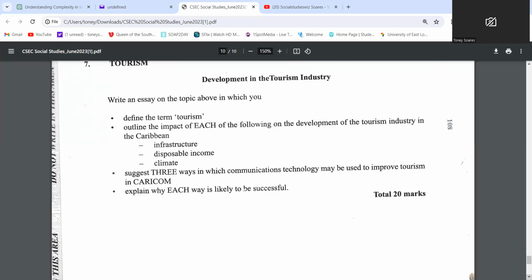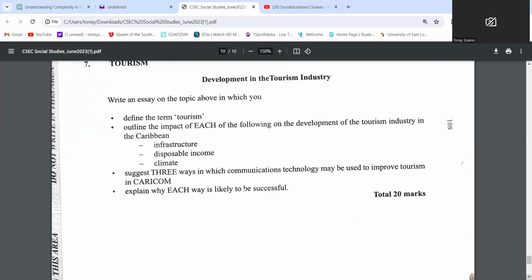Investments in infrastructure development can attract more tourists, enhance their satisfaction, and stimulate economic growth in the region. Let's now look at disposable income. Disposable income refers to the amount of money available for spending after taxes and necessities have been deducted. Higher levels of disposable income enable people to afford travel expenses such as transportation, accommodation, dining, and entertainment.